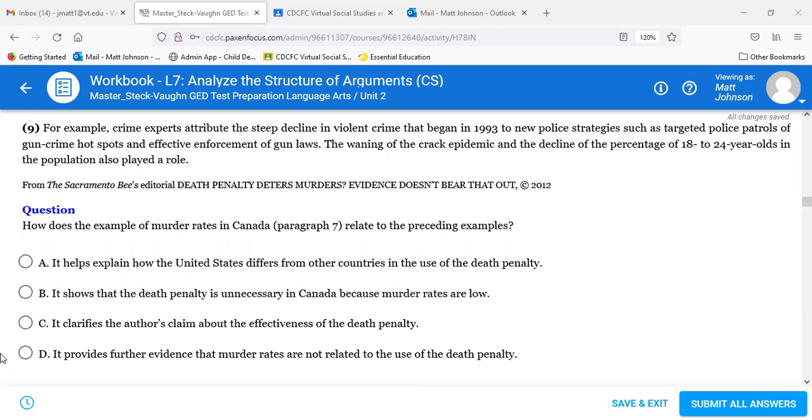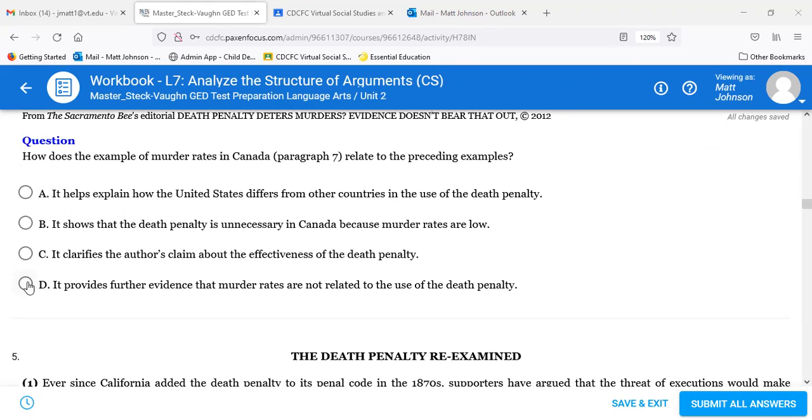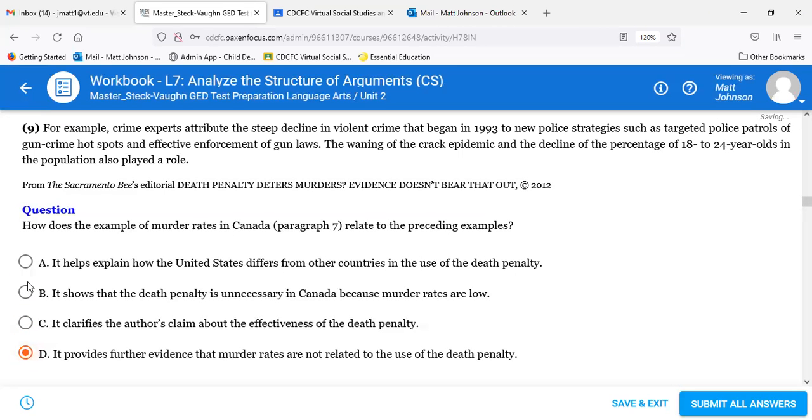Is it D or C? It is D. Yeah, D for number 4. And when it says lockstep, it mentions Canada's murder rates are in lockstep with the United States. It's a reference to marching. If you're marching in lockstep, that means you're in complete sync with each other.